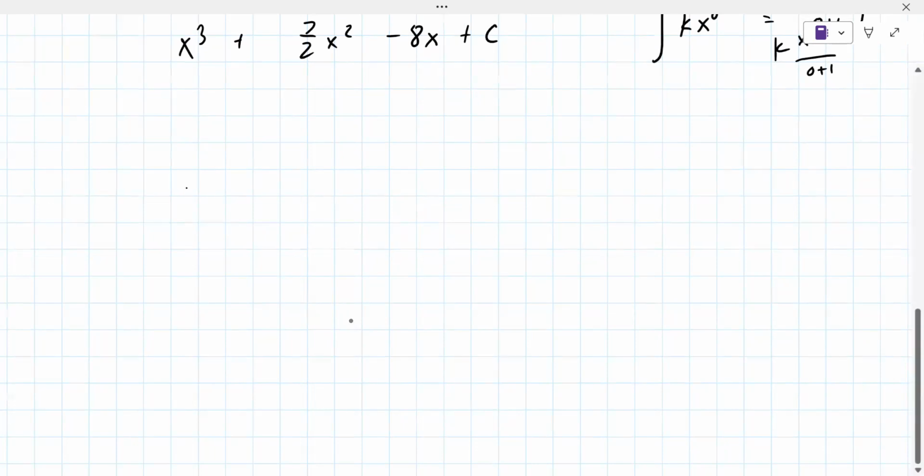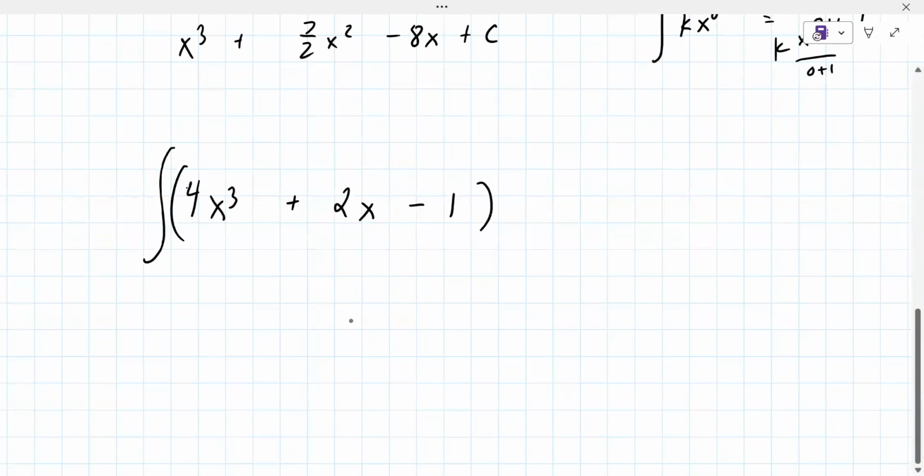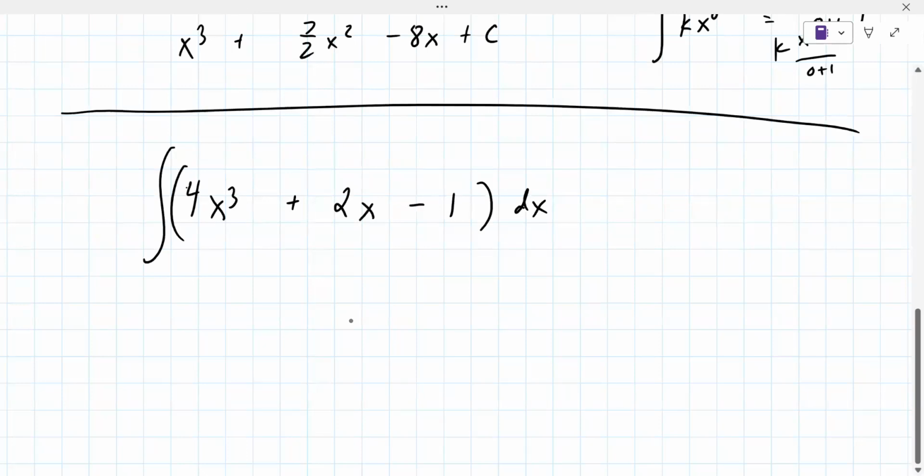All right, let's go: the integral of 4x cubed plus 2x minus 1 dx. All right, so go ahead and work through this. If you have questions, please ask and let me know what you come up with. Okie dokie. Thank you.